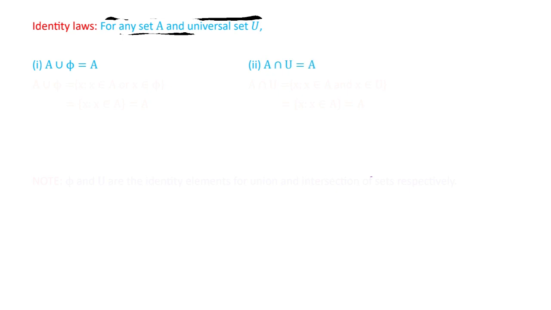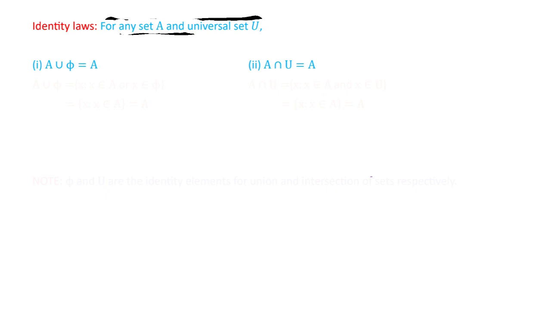Next we have the identity laws. Identity law means that for any set A and the universal set U, the first one is A union phi is equal to A, and the second result is A intersection U is equal to A. So these are called the identity laws.